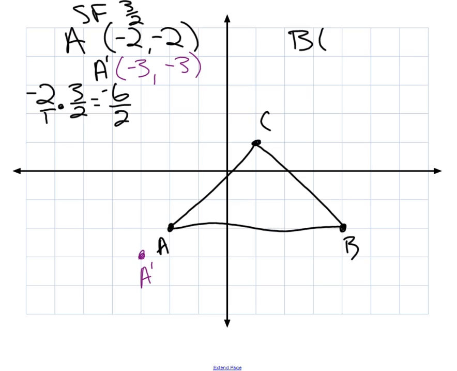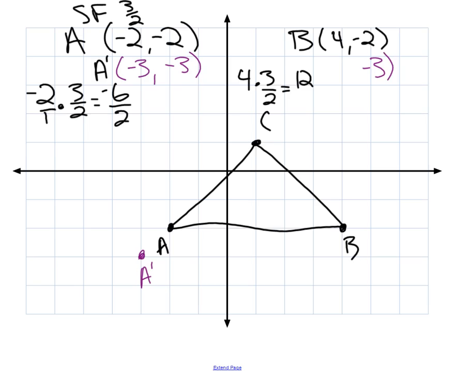So point B was at 4, negative 2. Well, we should already know, what is the y coordinate going to be? What's negative 2 times 3/2? What did we just work out? Negative 3. We just did that. Correct? So then that leaves us with 4. Can we do 4 times 3/2? Yes. There's no negatives. So we multiply straight across, so 4 times 3? 12.